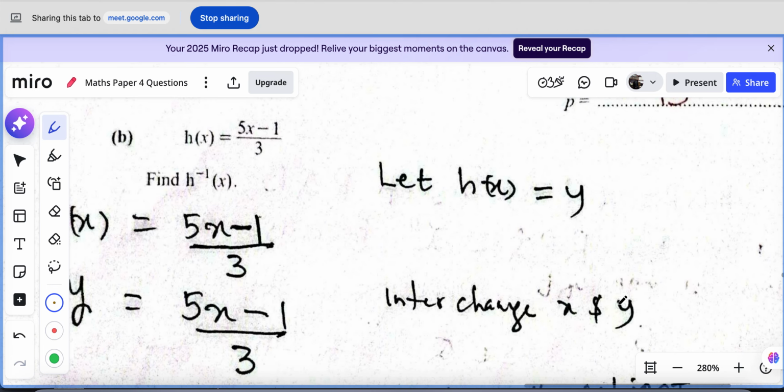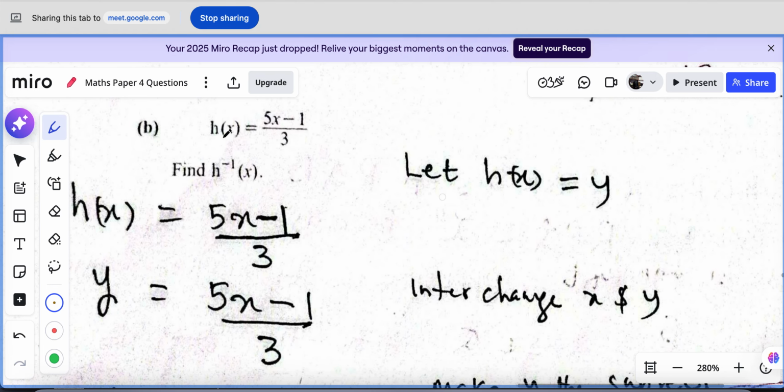The B part of the question says, h of x is equal to 5x minus 1 over 3. Now find h inverse of x, meaning they want us to calculate the inverse of this function. So we also know how to do inverse functions, right?